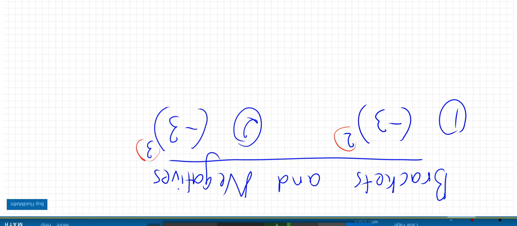Now, looking at the first one, look inside the brackets. We have a negative 3, okay? That's really important. A negative 3. And they are both in the bracket, which means they are both going to be squared. So that little 2 will hit the 3, and it will also hit and include the negative. It's really important.